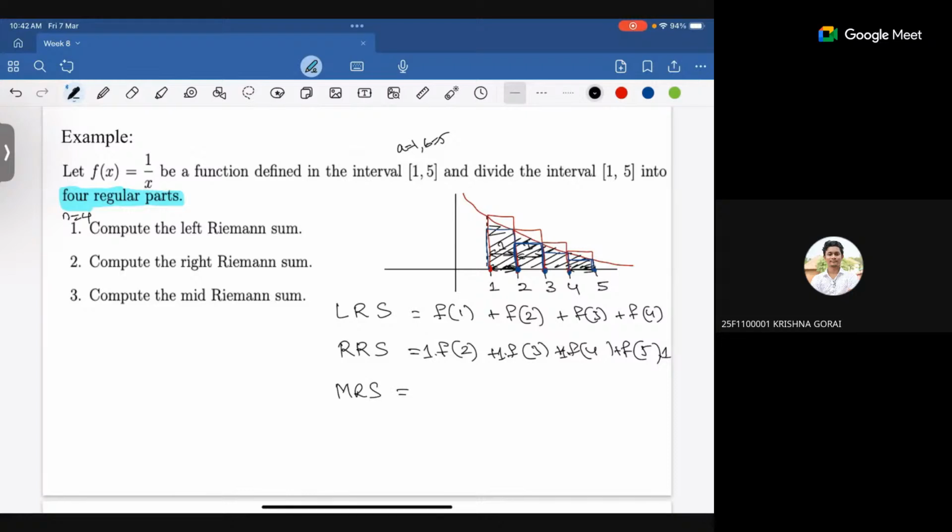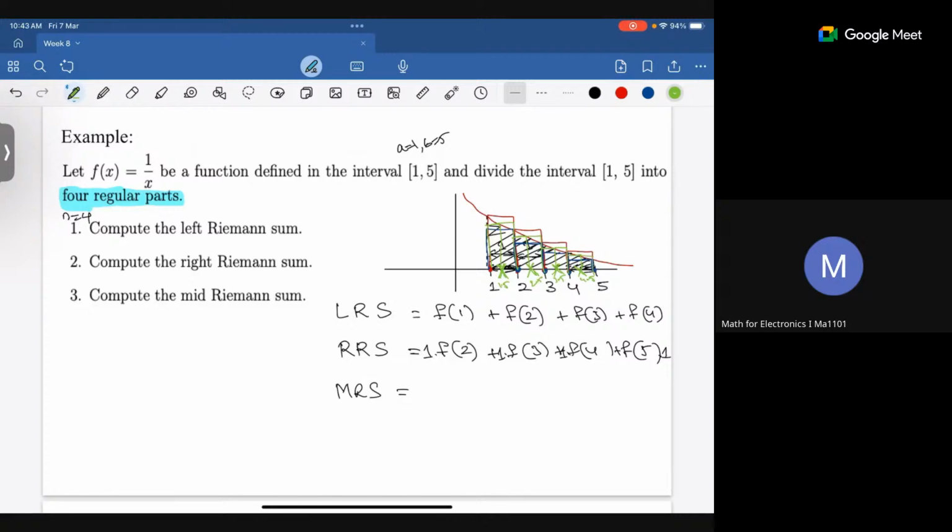We have to take the height as 1.5 first. Correct. So for the first rectangle, firstly you have to find the midpoints. So the midpoints are 1.5, 2.5, 3.5, and 4.5. Right. So once you have the midpoints, now what you have to do? You have to compute f of 1.5 and construct a rectangle like this. F of 2.5, construct a rectangle like this. F of 3.5, construct a rectangle like this. F of 4.5, construct a rectangle like this.